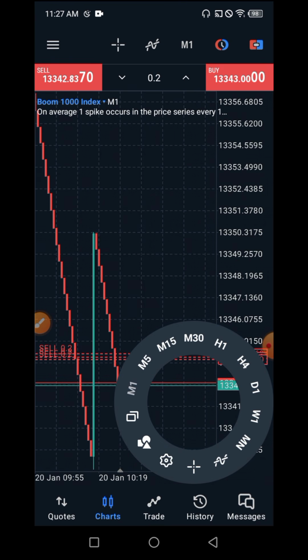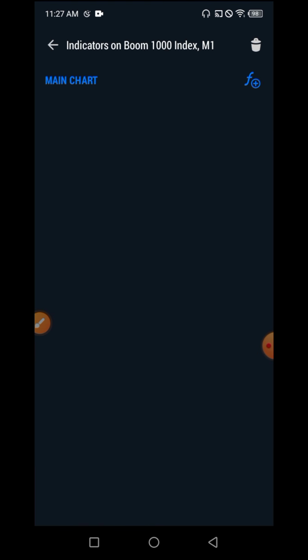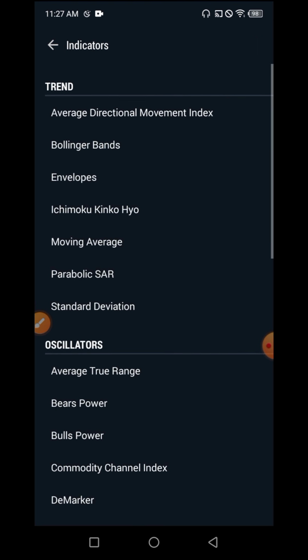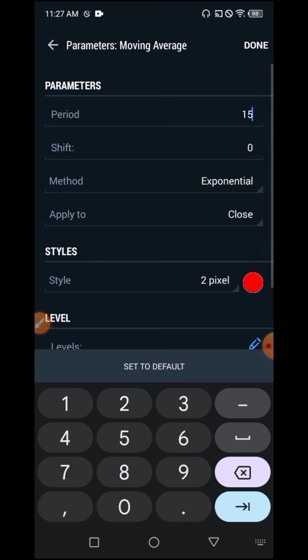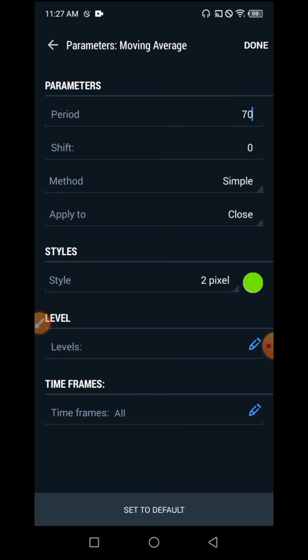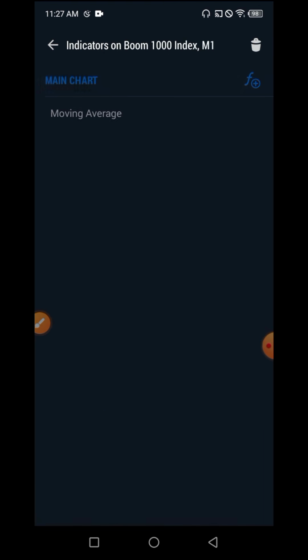Let me quickly show you guys the indicators used in this strategy. On our main chart, we use moving average 70, shift 0, exponential, but in this case I'm going to use simple. Then close. Apply to any color of your choice. You click done. Here is one of our indicators.